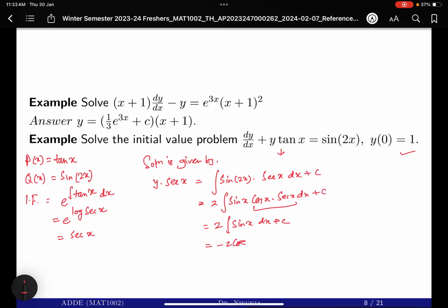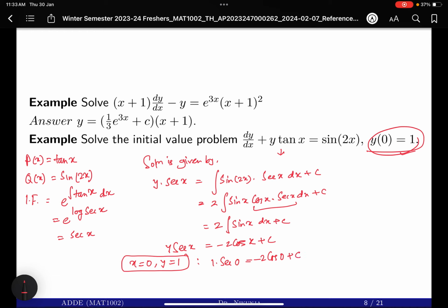So here what you have, y sec x equals minus 2 cos x plus c. Now apply this initial condition. So y is equal to 1 when x equals 0. So these two values you need to put. So 1 into sec 0 equals minus 2 cos 0 plus c. So sec 0 is 1, cos 0 is 1. So basically c is equal to 3. Now back substitute here. So the particular solution will be given by y sec x equals 3 minus 2 cos x.